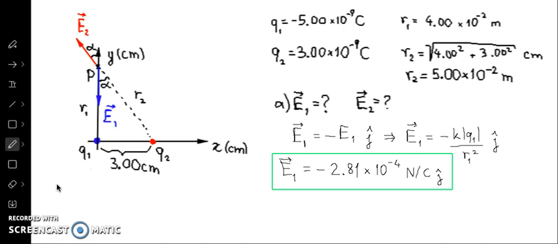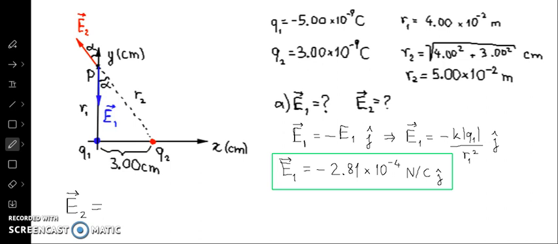Now let's calculate E2. Vector E2, as you can see in the picture, is making an angle. The angle between E2 and the vertical, I call that angle alpha. We are going to find the components of vector E2. So E2 has an x component and a y component. From the geometry, we can see that the x component of vector E2 is negative, it's pointing left, and the y component of E2 is positive. In terms of the magnitudes, the x component is going to be equal to E2 times sine alpha, and the y component is going to be equal to E2 times cosine alpha.